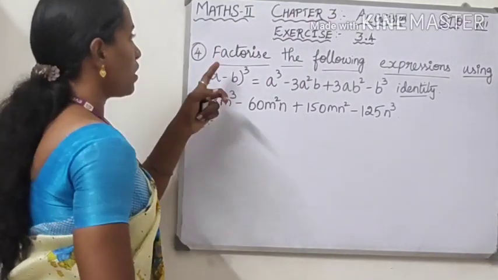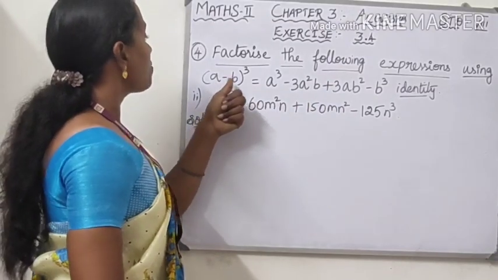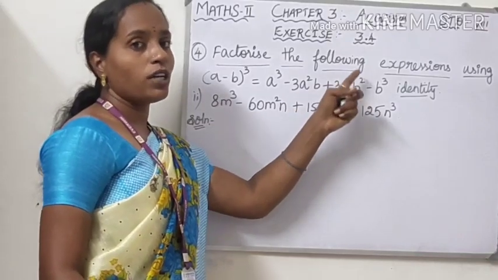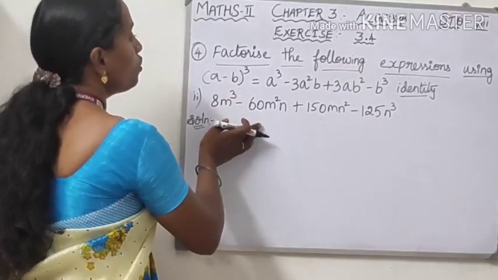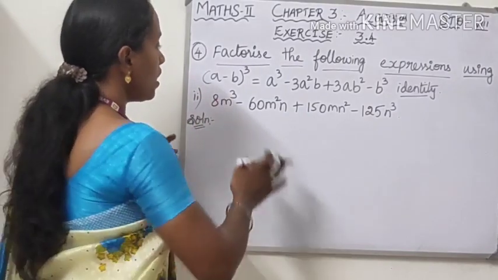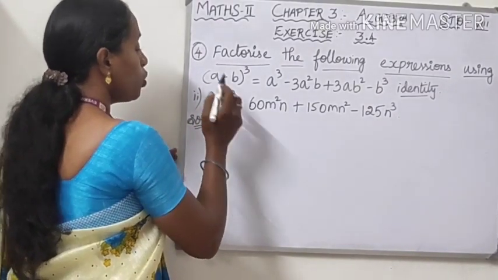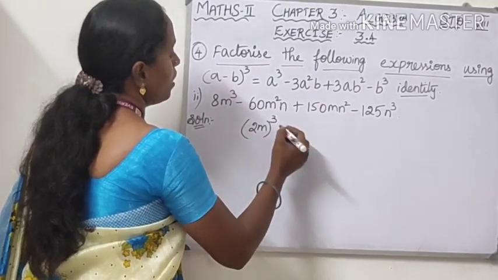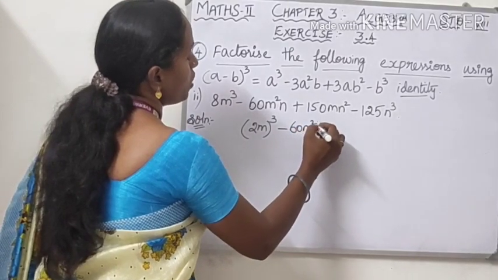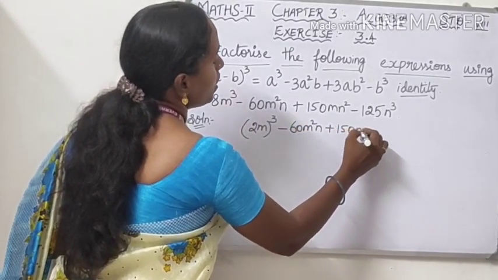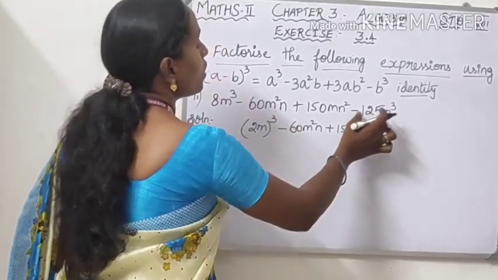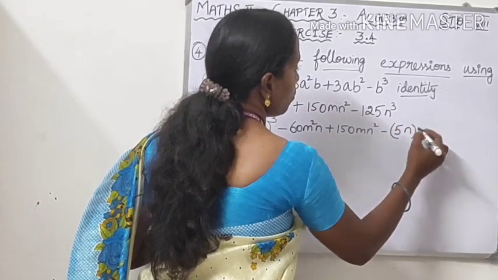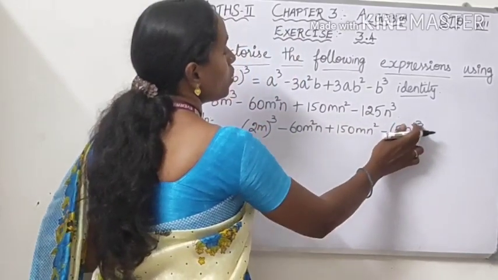We have the fourth question. Factorize the following expressions using the a minus b the whole cube identity, which is equal to a cube minus 3a square b plus 3ab square minus b cube. So before starting the factorization, let me rewrite the question. This 8m cube can be written as 2m the whole cube, minus 60 m square n plus 150 m n square minus this 125. I am going to use the cube format. So 5n the whole cube. I can write it as 5n the whole cube.